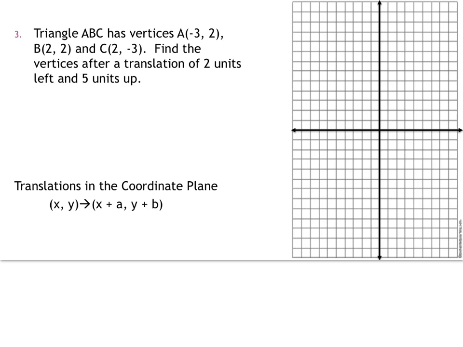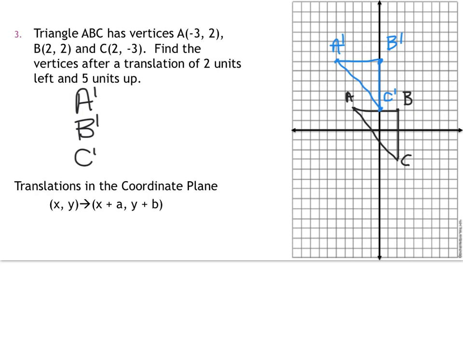You have one more triangle to move. This time we're going to move it 2 units to the left again, but this time 5 units up. So why don't you go from the beginning to end with this one, and see if you can figure out a way as you're doing this to do this problem without graphing it. Challenge yourself to come up with the A prime, B prime, and C prime before you actually take the graph and you move it.